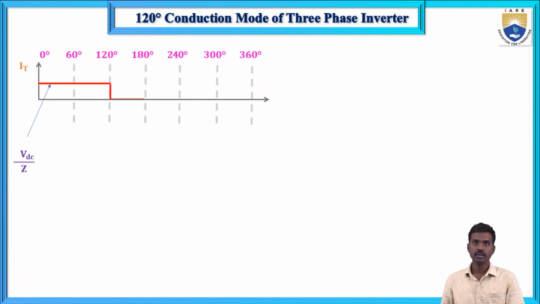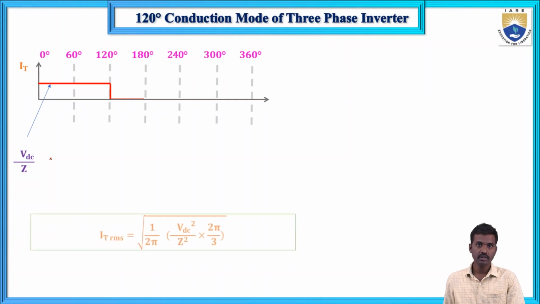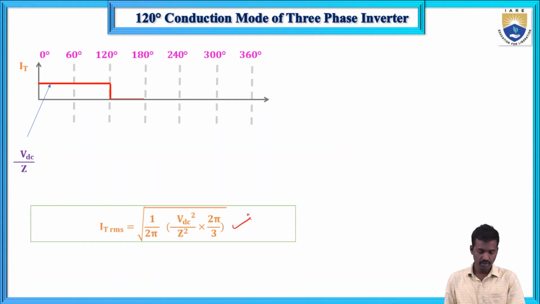Next, switch current. The thyristor current equals VDC by Z. If you take the switch current RMS value, so 1 by pi, up to 2 pi it has been considered, which in the previous case was considered as 1. So that is VDC by root 2 Z.